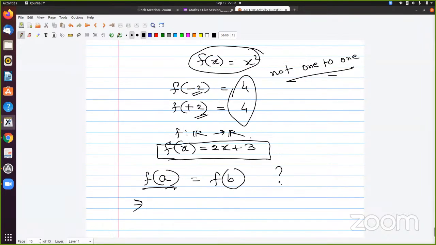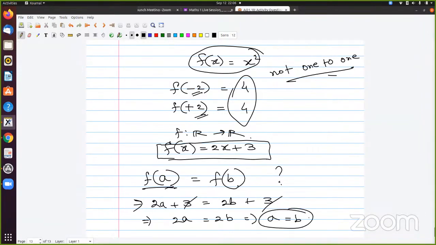So what is the output for A? 2A plus 3. What is the output for B? 2B plus 3. Right? The 3 got cancelled out, the 2 cancels out. So 2A equals 2B, so A equals B. So whenever the output is the same, the input is also the same. What does it mean? If the inputs are different, they cannot go to the same output. Clear? So this is an injective function.